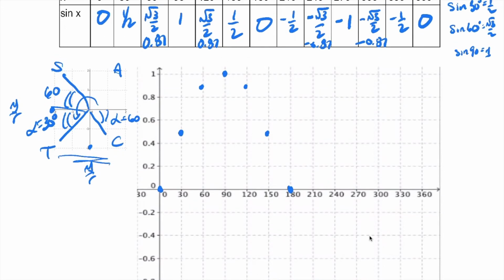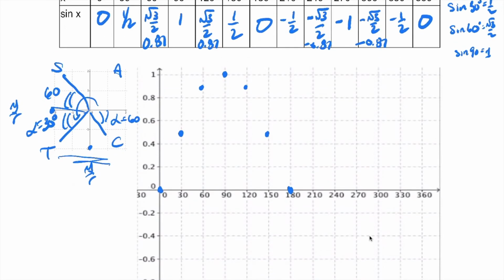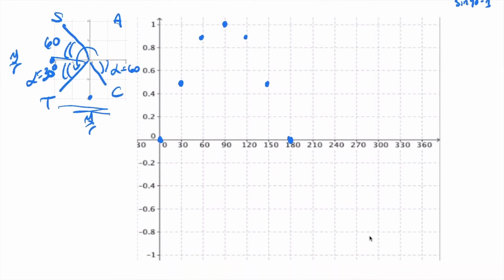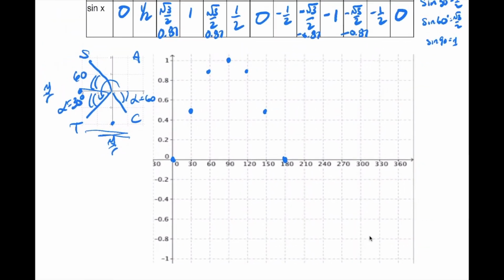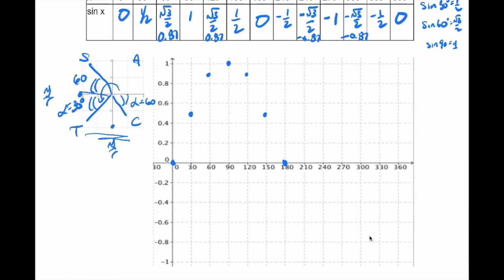Okay, now we're at 210. 210 is going to be negative 1/2. Let me make it a little bit smaller so I can see the values as I plot them. So 210 and negative 1/2 would be right there. 240 and negative 0.87, or almost 0.9, might be right around there. Finally at 270 we get negative 1. At 300 we get negative 0.87 again. At 330 we get negative 1/2. And at 360 we get 0.